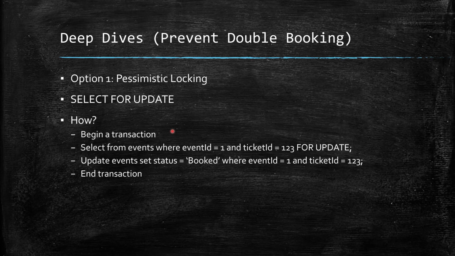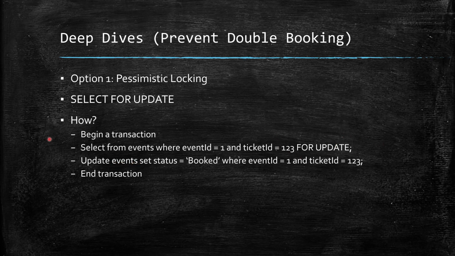So you begin a transaction, you do select from events where event ID is equal to 1 and ticket ID is something like 123 for update. This will acquire a lock on those entries. There will only be one entry for this ticket ID in the events table. You'll acquire a lock over there. You will update the events table again.